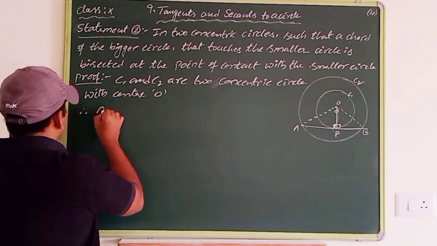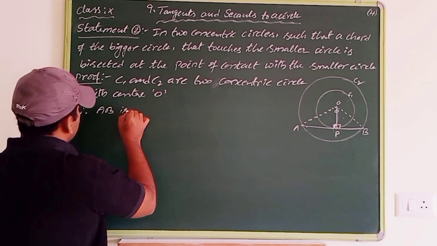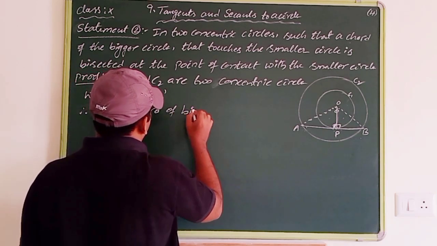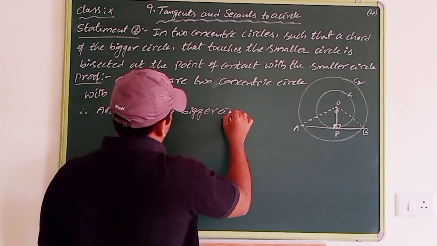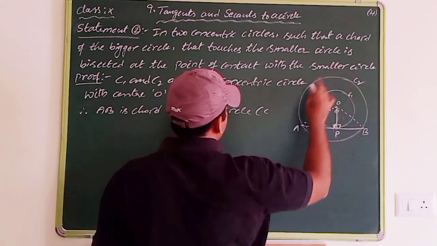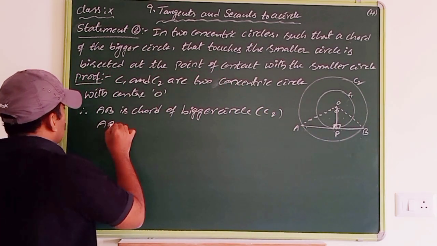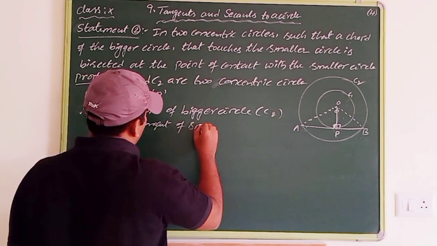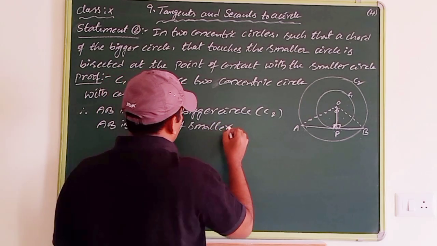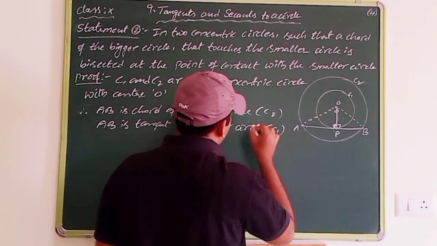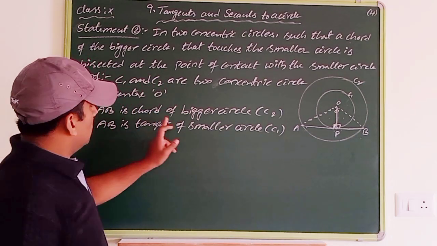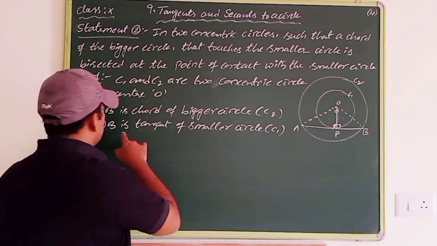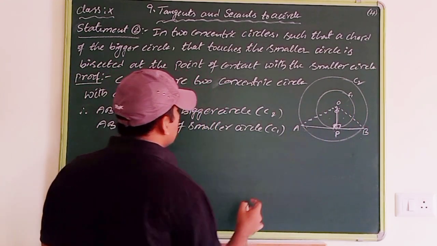What is AB here? AB is a chord of the bigger circle, that means the bigger circle C2. Similarly, AB is a tangent of the smaller circle also. Smaller circle means C1. So AB is the chord of the bigger circle, and at the same time, AB is the tangent of the smaller circle C1.